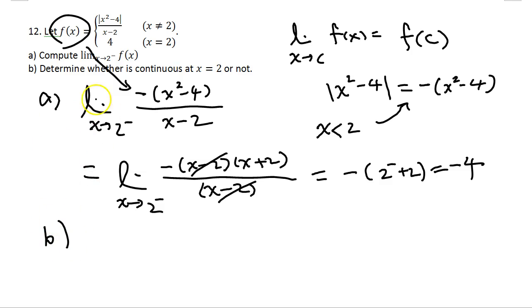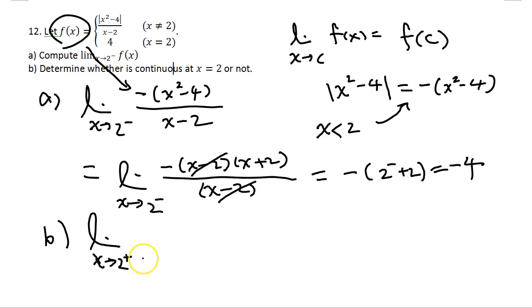What about part B? Determine whether this function f of x is continuous at x equals 2 or not. Well, as I said, the left side has to exist, the right side has to exist, and they have to be equal. So let's see if the limit x going to 2 exists. Well, we already have the left limit. When does the limit exist? Well, it exists if the left and right limit both converge to the same thing. So we really need to evaluate the function when x is going to 2 plus.